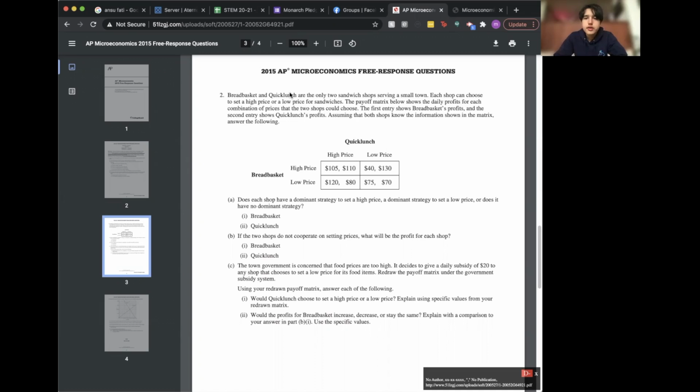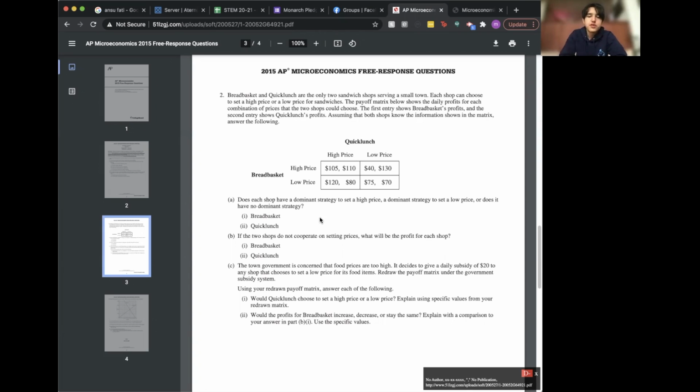So let's move on. Each shop can choose to set a high price or low price for sandwiches. The payoff matrix below shows the daily profits for each combination of prices that two shops could choose. The first entry shows Breadbasket's profits, and the second entry shows Quick Lunch's profits. Assume that both shops know the information shown in the matrix and answer the following. Does each shop have a dominant strategy to set a high price, a dominant strategy to set a low price, or do they have no dominant strategy at all?